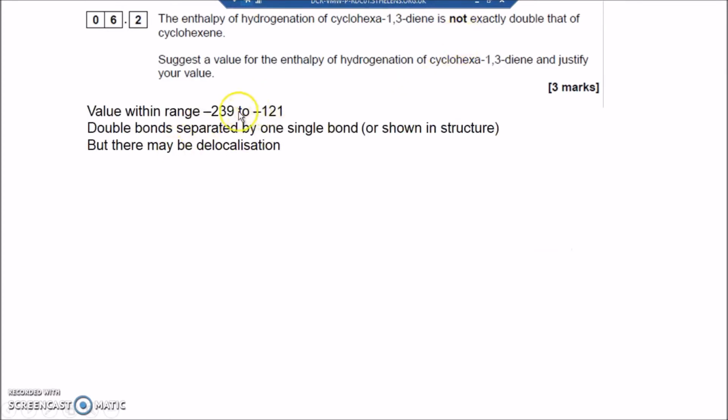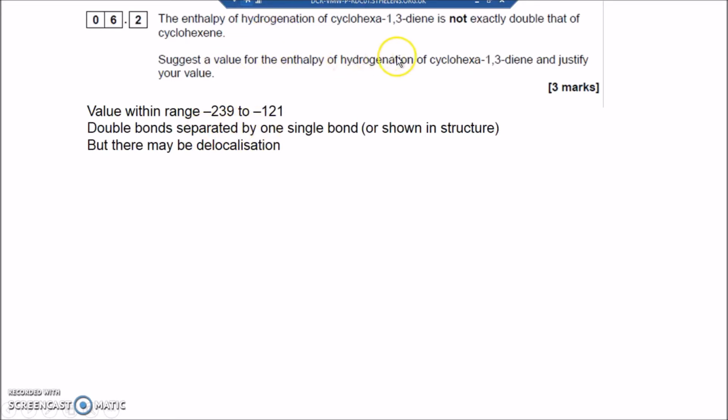So you can have anything from minus 239, which is sort of double, down to minus 120. So it's not quite double, as 120 doubled would be 240. It says it's not exactly double, so it's somewhere in the middle, any number in between minus 120 and minus 240, which would be double.